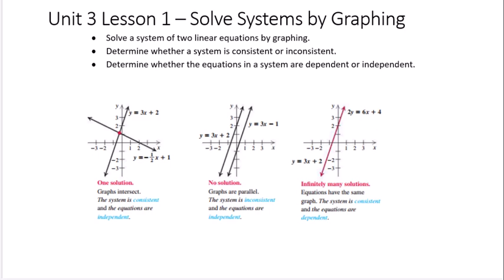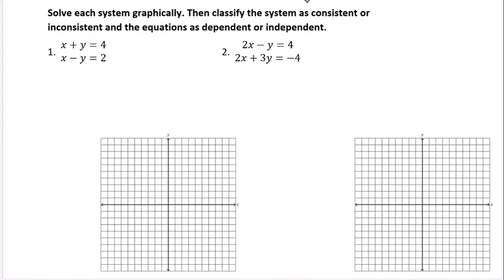If the graphs intersect, they are what we consider consistent. If they are parallel, we consider that inconsistent. And here, if it's two different lines, we will say independent. Infinitely many solutions, we say that the equations are dependent because it's the same exact one. All right, let's go ahead and look at some examples.